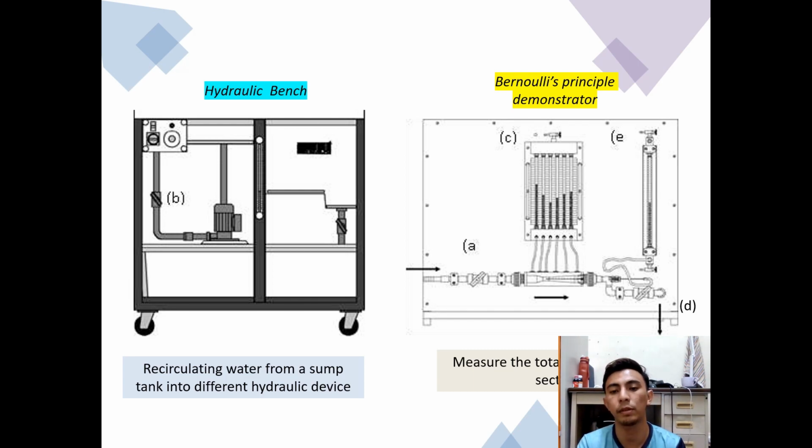The Bernoulli principle demonstrator is used to measure the total pressure head along the test section by positioning it at any section of the duct.